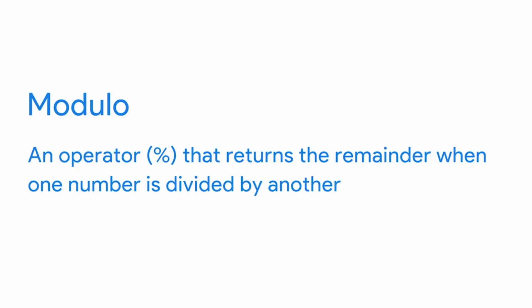All right, now let's say you only wanted the remainder from a division calculation. Well, you need a different operator for this: the modulo operator. The modulo operator is represented by the percent symbol. This is an operator that returns the remainder when one number is divided by another. In a spreadsheet, you could complete the same calculation using the mod function.